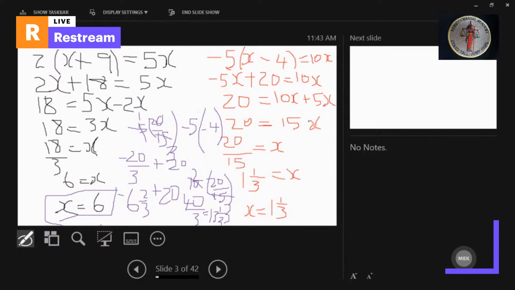So now I need to divide by 15 so I can get rid of the 15 on the right and leave the x. So I have to divide the 20 by 15, which is 1 1/3. And that is going to give me the answer.